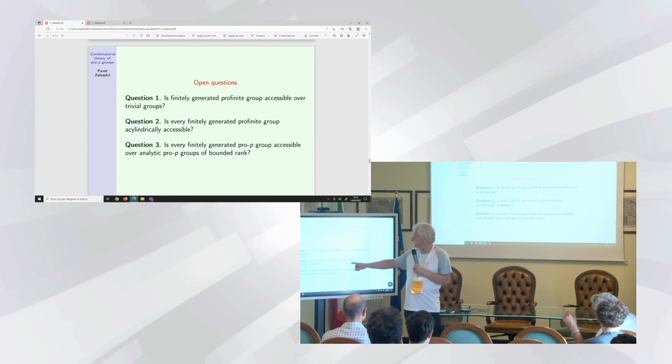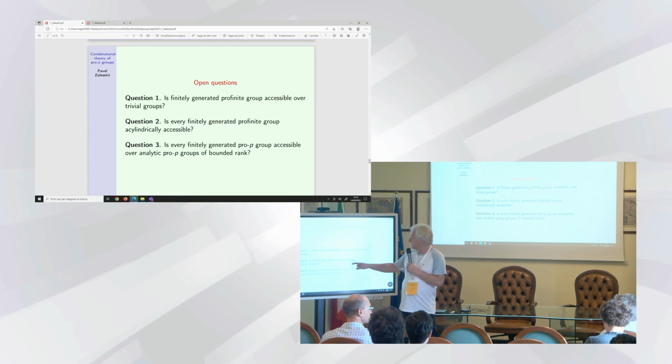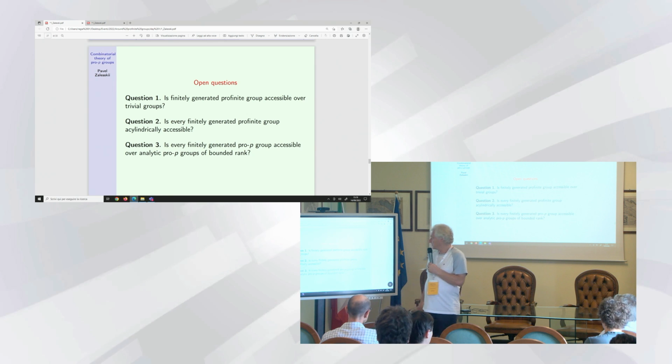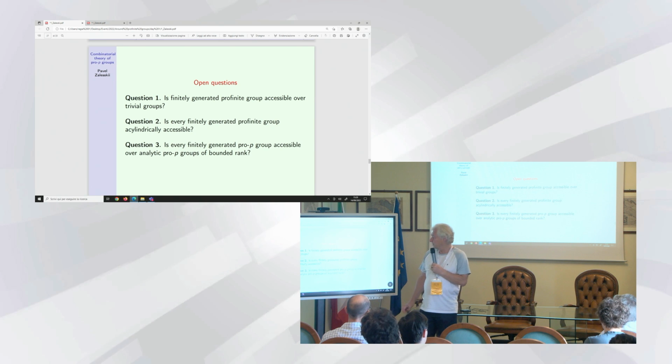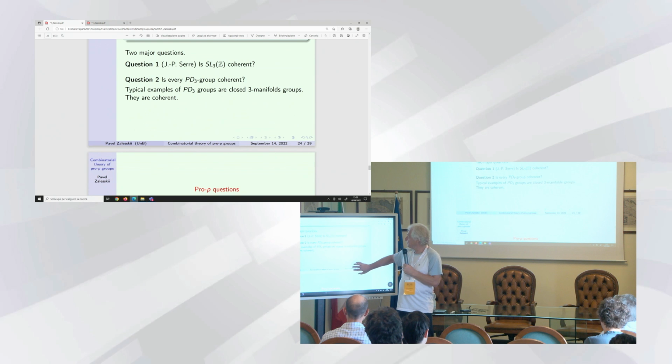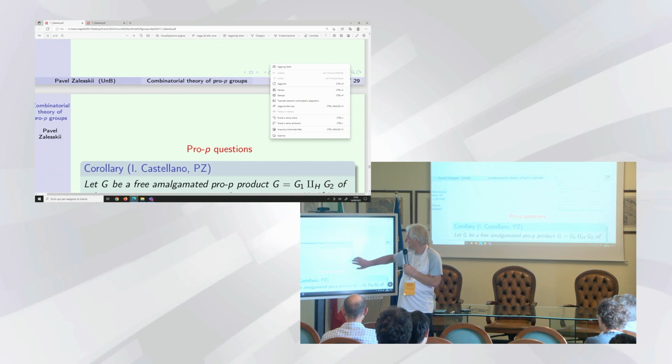The second question: whether finitely generated profinite groups are cylindrically accessible, but this is just a generalization of our pro-p result, and it is a generalization of this question. All right. And for those who like analytic pro-p groups, the question is whether a finitely generated pro-p group is accessible over analytic pro-p groups of bounded rank. All right. This is important, right? And then, since I have two to three minutes, I skip coherency, even if it is interesting.